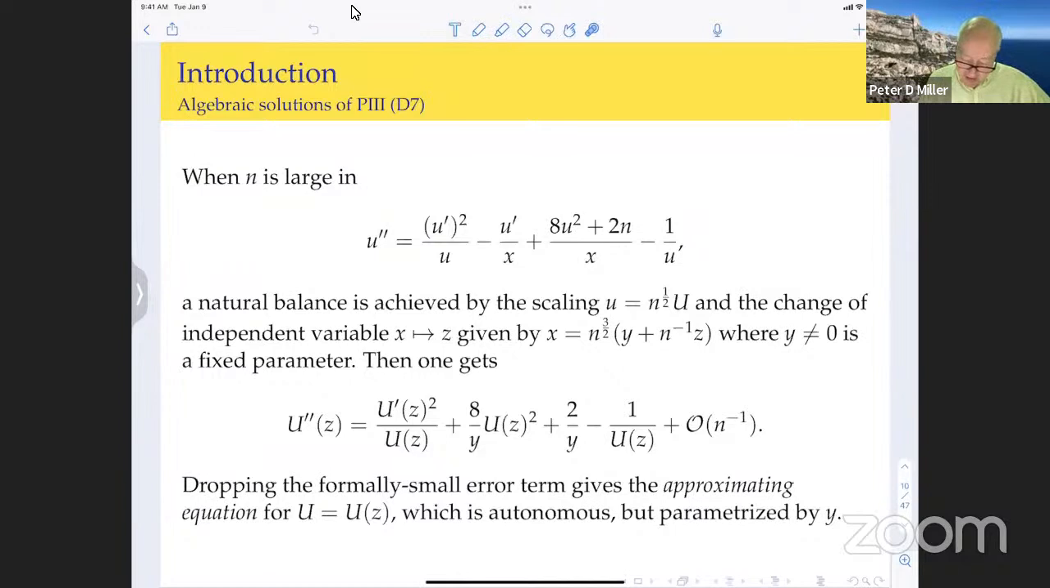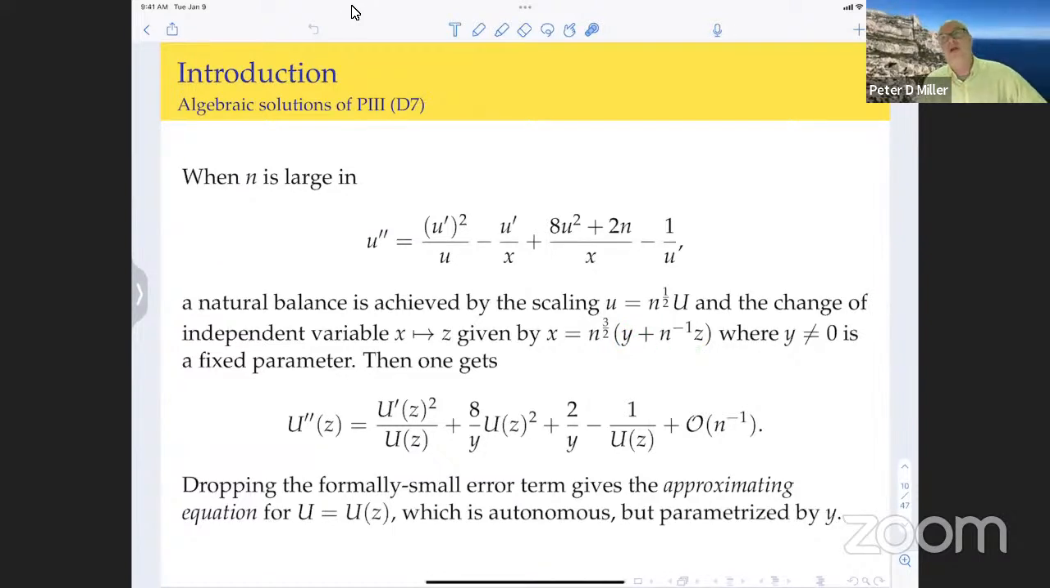And the right scaling is that u should be proportional to the square root of n. So we'll call it little u equals n to the half times capital U. And then also that the x variable should scale like n to the 3/2 times something else. We'll call it y. It's also useful to perturb a little bit. So we'll add in 1 over n times z.